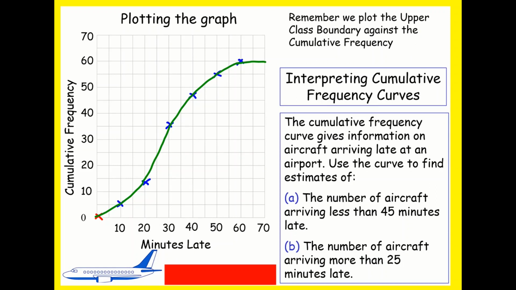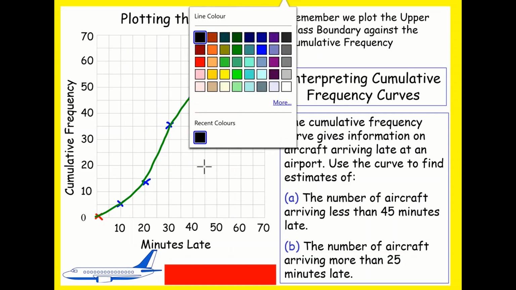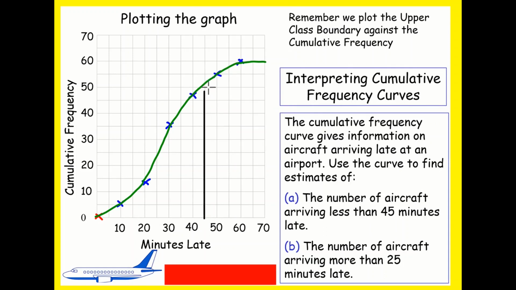So the number of aircraft arriving less than 45 minutes late. Right, that is going to be this position on the curve. Let me do a different color, sorry, I'm going to do red. And really you should use just a pencil at this point. All of this should be done in pencil, it should be said. I'll do it in black, and then I'm going to do a vertical line going up from 45 and then along, and read off really carefully. So I think that will be 52. Yours might vary slightly, that's absolutely fine.